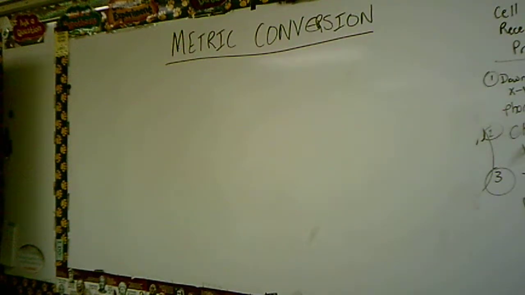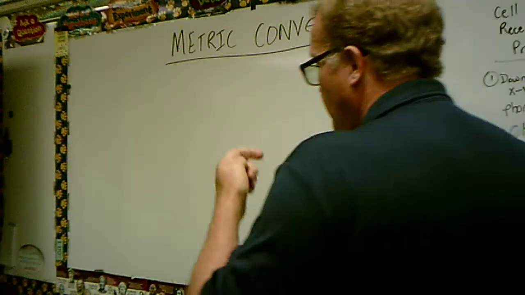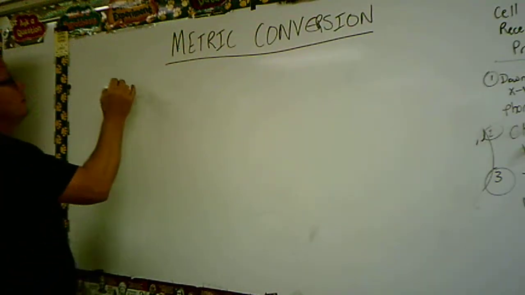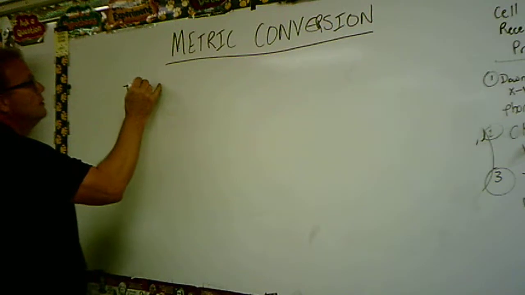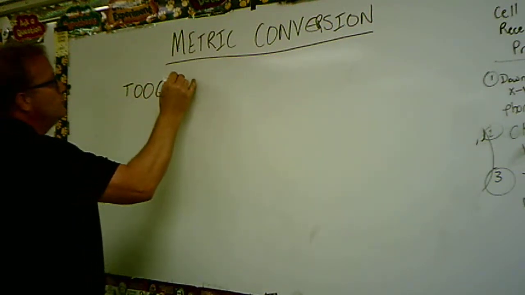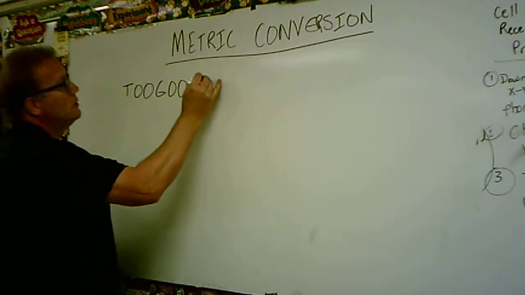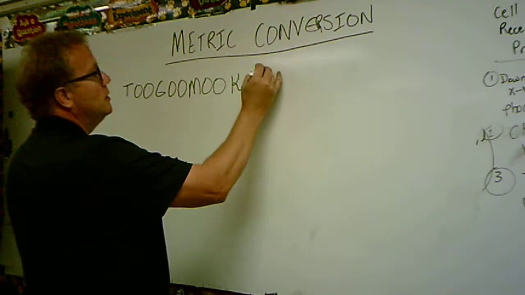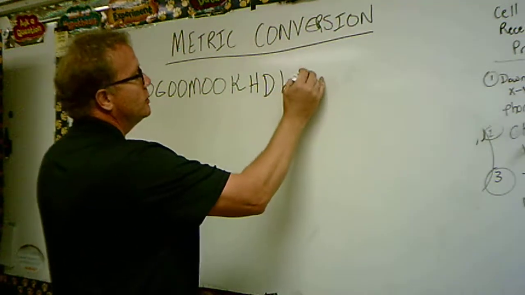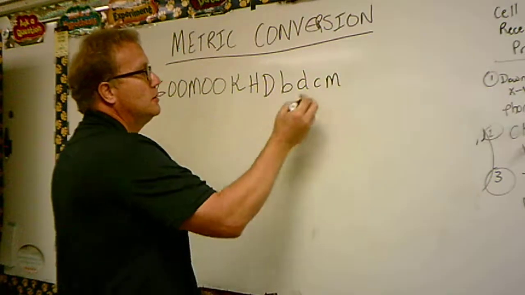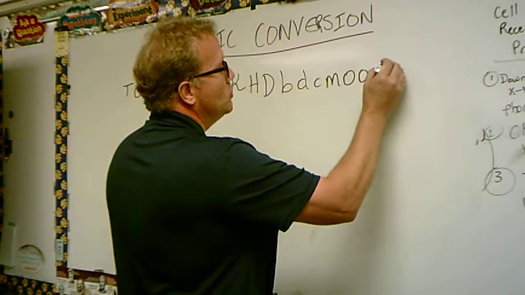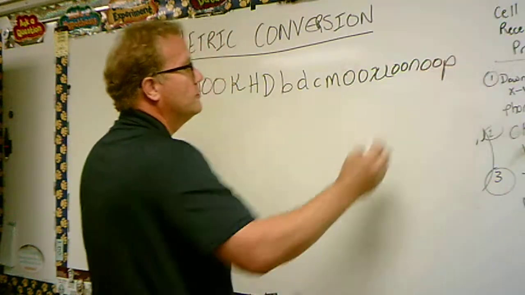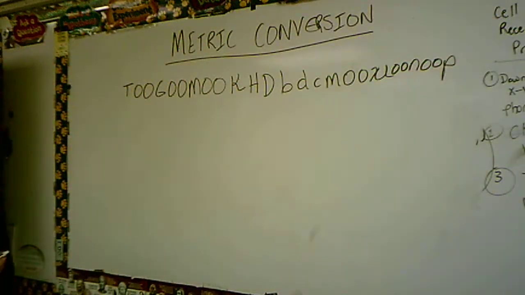Hi, we're going to go through metric conversions. First of all, we got to do our units. So we've got T. I just call this Tugumuk, and then King Henry died by drinking chocolate milk, and then I say Mumanoop, and it gets a little bit longer on this.